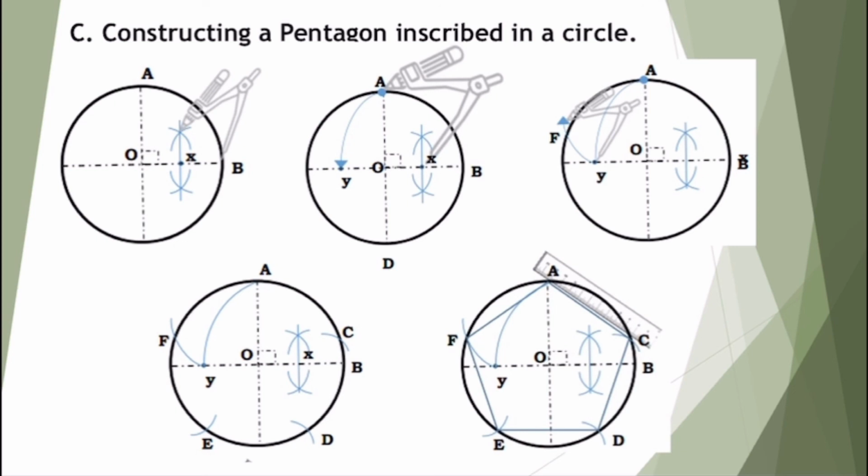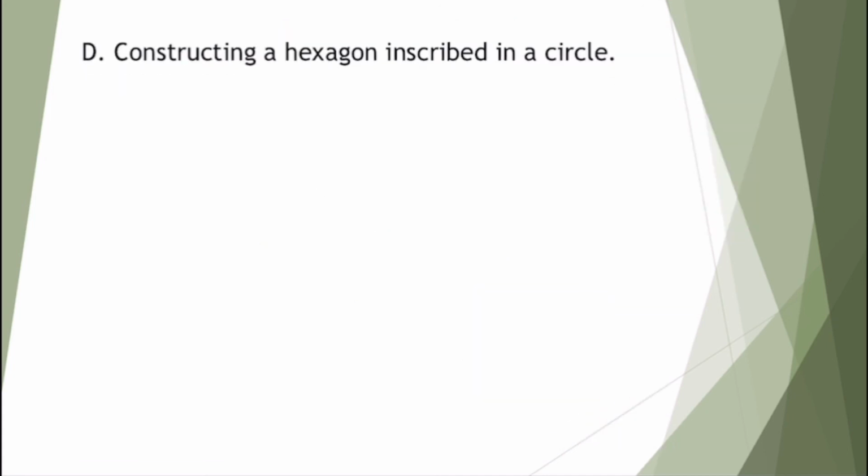As you have observed, a pentagon is formed after connecting the points A, C, D, E, and F, and it is equiangular and equilateral. Lastly, let us learn how to construct a hexagon. Constructing a hexagon inscribed in a circle.